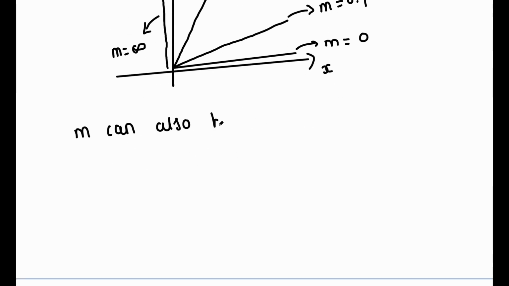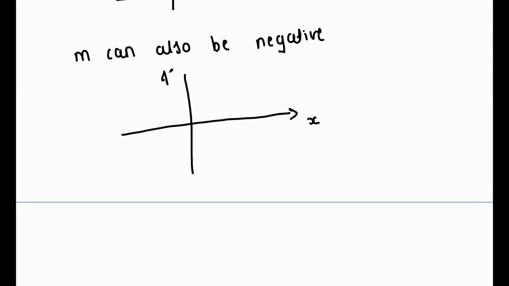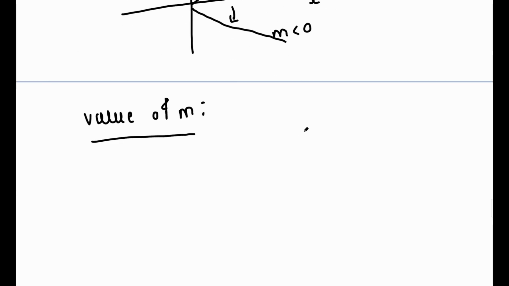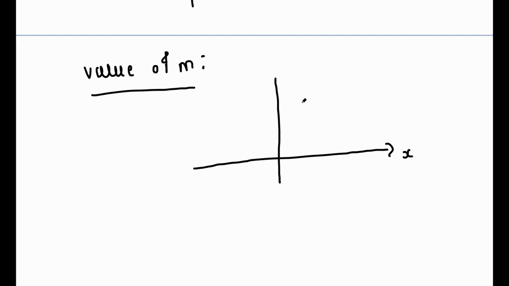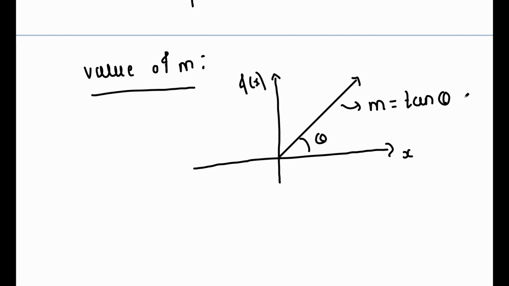The slope can also be negative. It only means that the line is slanted in the opposite direction. The value of slope is given by the tangent of the angle made by the line with the positive x-axis. So m equals tan of theta.